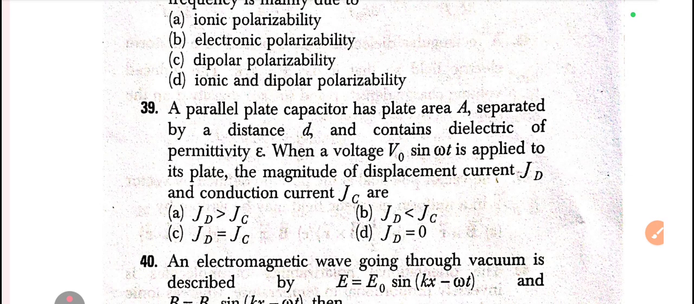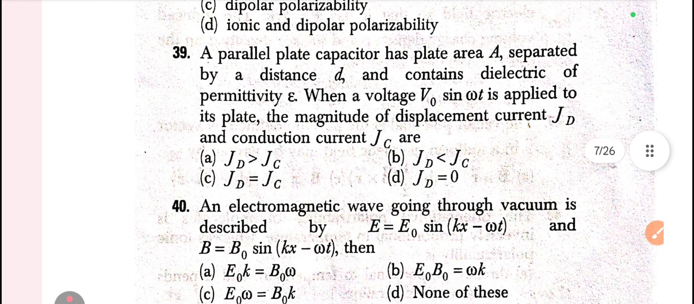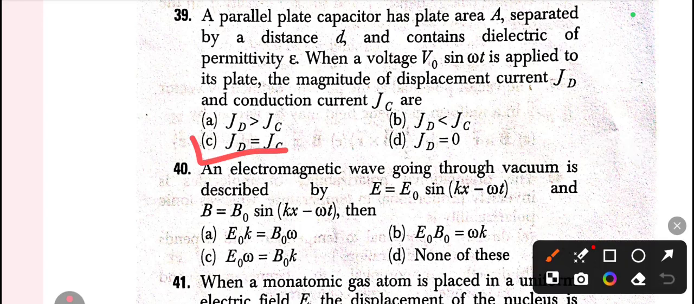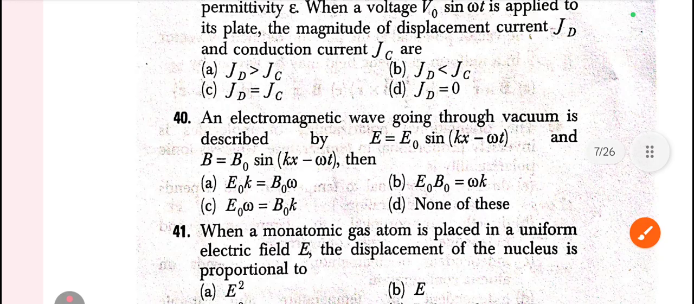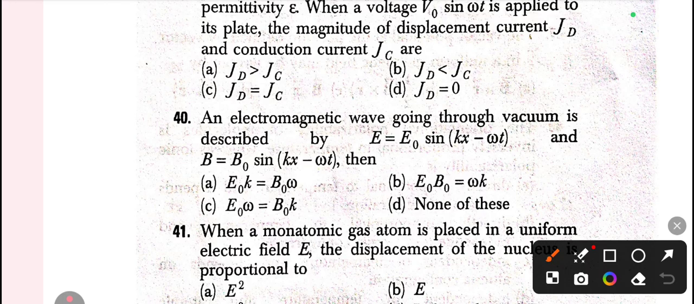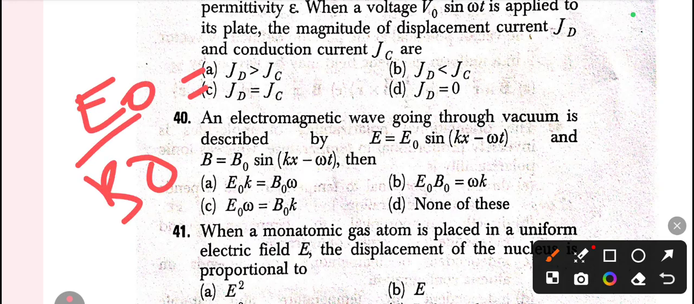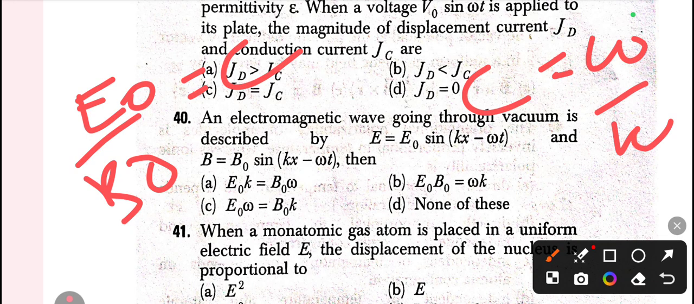A parallel plate capacitor has plate area A separated by a distance d and contains dielectric permittivity epsilon. When a voltage V0 sin omega t is applied to its plate, the magnitude of displacement current JD and conduction current JC. This magnitude should be equal. JD should be equal to JC for this case. An electromagnetic wave, this is the clear-cut answer. E0 over B0 equals c. And what is c? c equals omega over k. Then which option is correct? Option number A is correct.